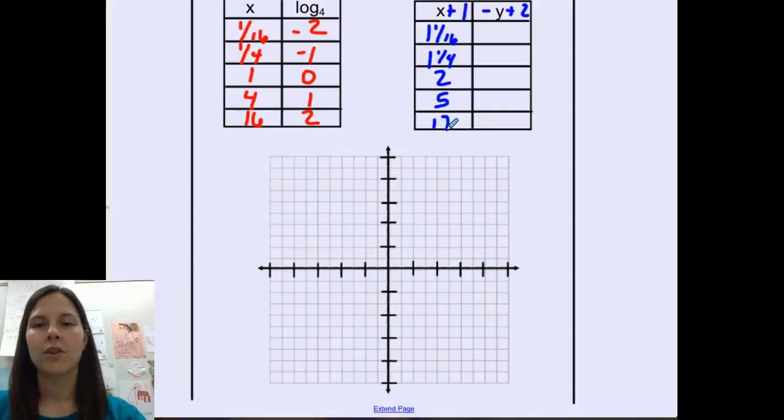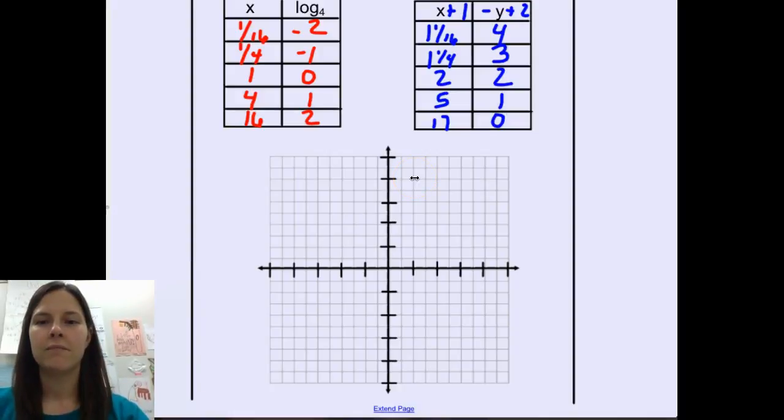Order of operations for our y's, we will multiply them by a negative before we add 2. So the opposite of -2 is 2, plus 2 is 4. The opposite of -1 is 1, plus 2 is 3. 0 plus 2 is 2. -1 plus 2 is 1. And -2 plus 2 is 0.